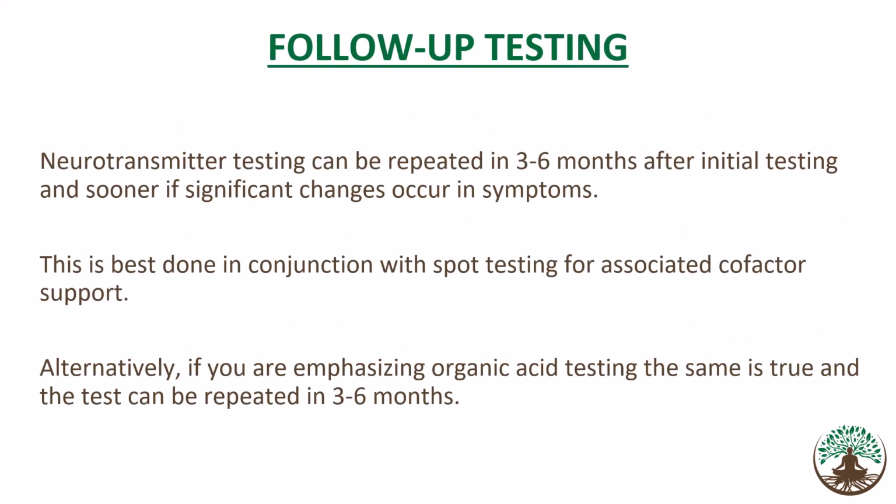Neurotransmitter testing can be repeated in 3 to 6 months after initial testing and sooner if significant changes occur in symptoms. This is best done in conjunction with spot testing for associated cofactor support. Alternatively, if you are emphasizing organic acid testing, the same is true and the test can be repeated in 3 to 6 months.